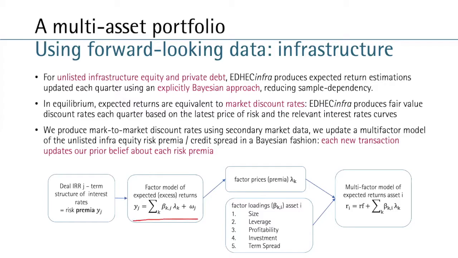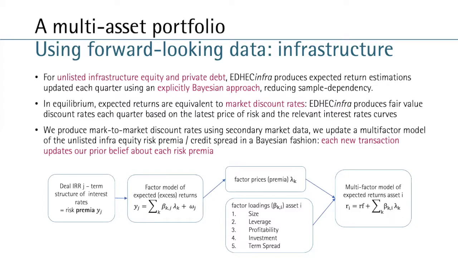Then we decompose that risk premia into different factors. So we have 5 main factors and some control variables in this model. The objective is that with that new piece of data, we want to update these factor prices, which are represented as lambda here. Every quarter, we will observe more and more data, and we will keep updating these factor prices. With the combination of these prices and loadings, we can estimate the expected returns for all other companies in our universe. And that's a consistent approach that we can follow for our entire unlisted infra universe.